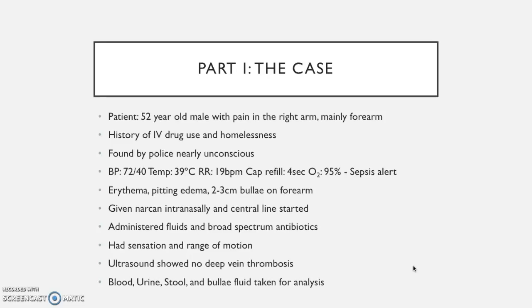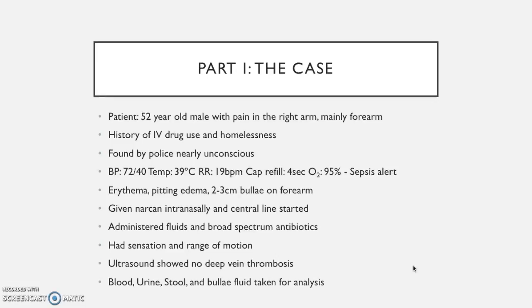So part 1, the case involves a 52-year-old male patient who presented to the emergency department with pain in his right arm, mainly in the forearm. He had a history of IV drug use and homelessness, and he was found by the police nearly unconscious and taken to the emergency room.